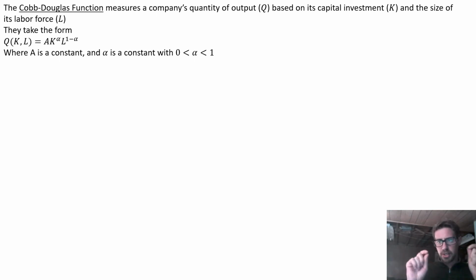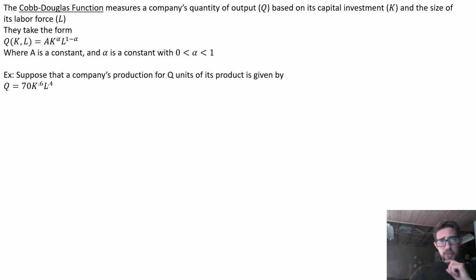So what you're going to see is they're both decimals between 0 and 1, and if one gets bigger, the other one gets smaller. That's how the Cobb-Douglas function works. So A and alpha are not variables. K and L are independent variables. So here's an example.